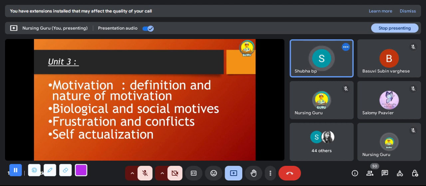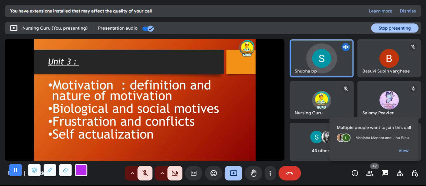Then the next topic is self actualization. So this is also a very important topic from unit 3. For a 5 marks question they will ask regarding self actualization. So if they ask regarding self actualization, you need to write what is the meaning of self actualization, and then you have to write what are the theories that come under that and what are the factors affecting. Everything you need to write in the self actualization question.